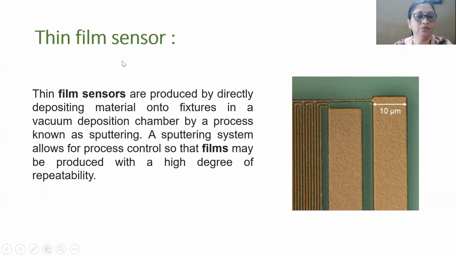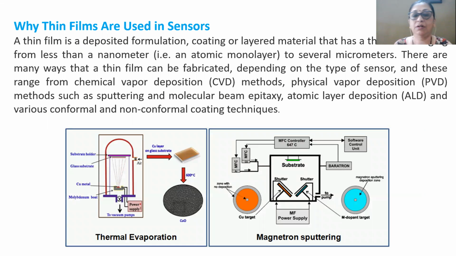Okay. So last time we were discussing the thin film sensors, and we have seen that thin film sensors are produced by directly depositing material onto a substrate in a vacuum deposition chamber, and this process is called the sputtering process. This sputtering process allows control of the films, and it also produces a good degree of repeatability. So that is the advantage of this type of sensor.